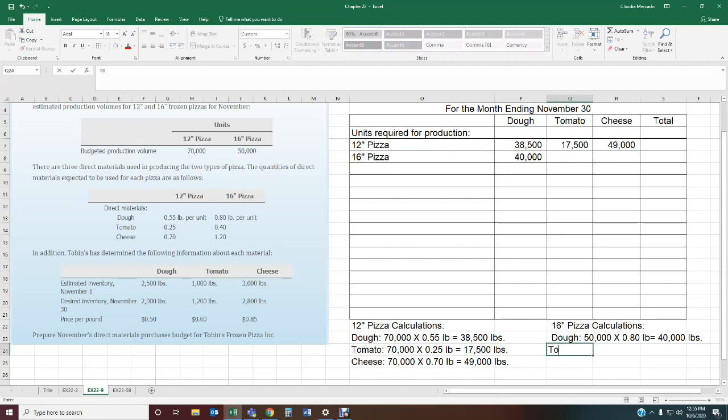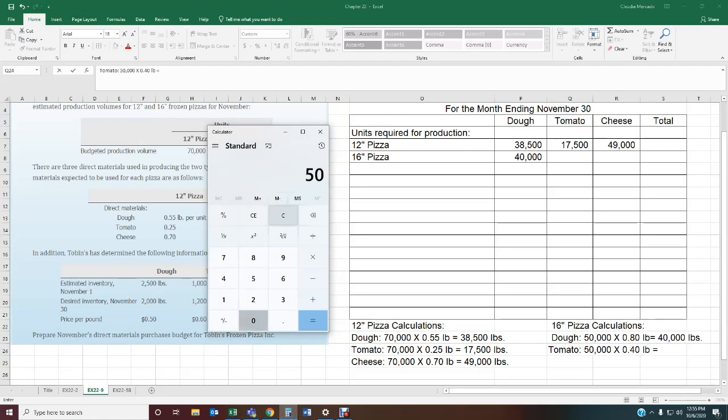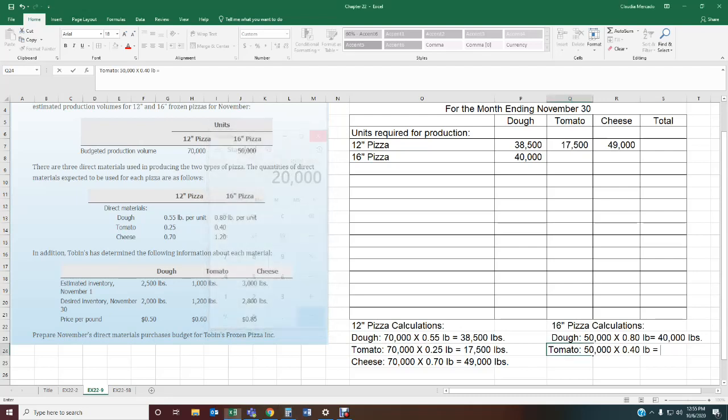Next we have the tomato. We're going to be making 50,000 16-inch pizzas, and for the tomato we're going to need 0.40 pounds per pizza. So that means 50,000 times 0.40 pounds. We're going to need 20,000 pounds of tomato.